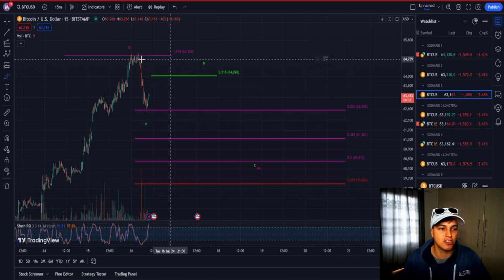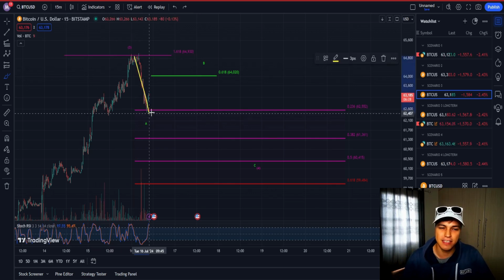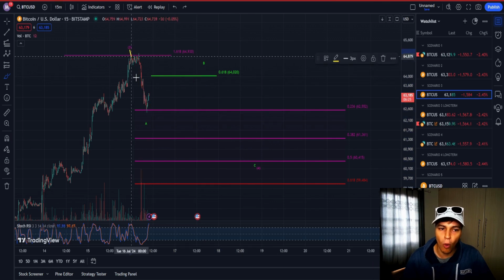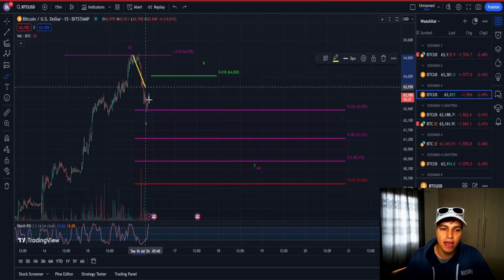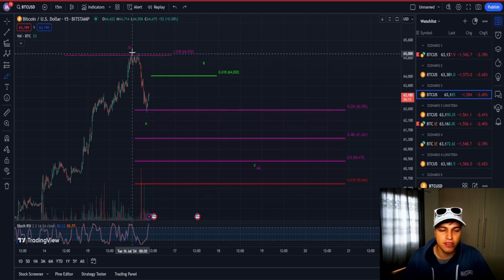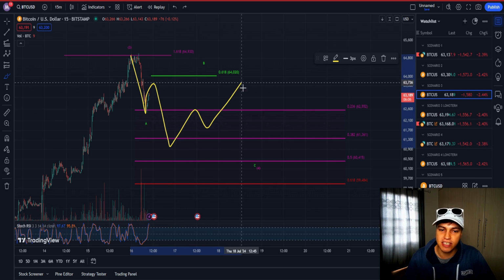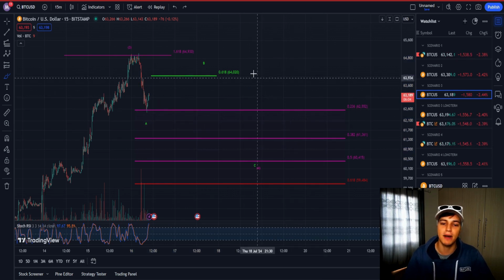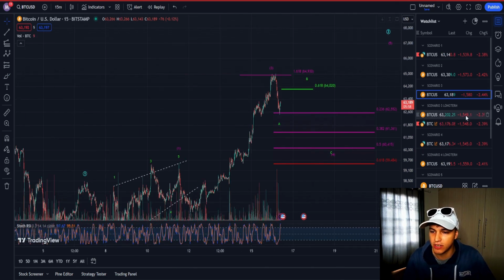At the moment we treat this as a general ABC structure. What this could do is make about 3 or 4 different patterns: a general ABC, or an ABC which is an expanding flat, or an ABC, a running flat. Now, this could also make a WXY, so having an ABC in W, ABC in X, and ABC in Y, but we will analyze these charts once they print some more information for us.